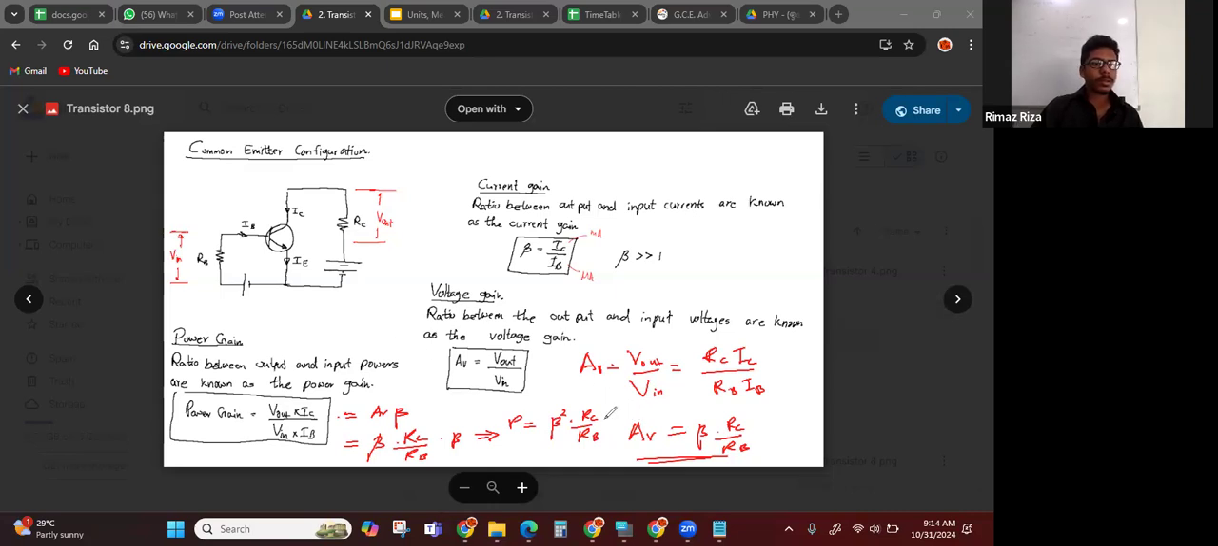Even if you consider RC and RB to be the same value, let's say 5 ohm and 5 ohm, beta is still large because the current is amplified. So there is a good power gain in the common emitter, because it's beta squared. If beta is in the order of 100, the power gain will be in the order of 10,000. Okay, so write this down quickly.